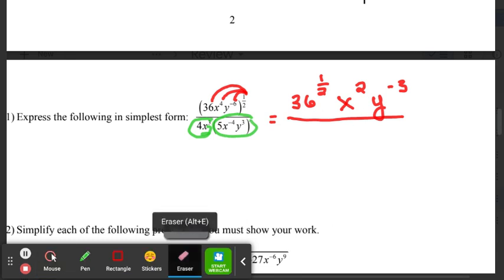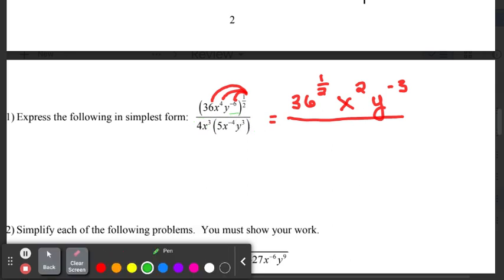Of course, I drew green all over and I can't see what's underneath. So this isn't power to a power. This is just multiplying with common bases. So you multiply your coefficients. 4 times 5 is 20. X to the third times x to the negative 4 is x to the negative 1. And then the y to the third has no friends to combine.